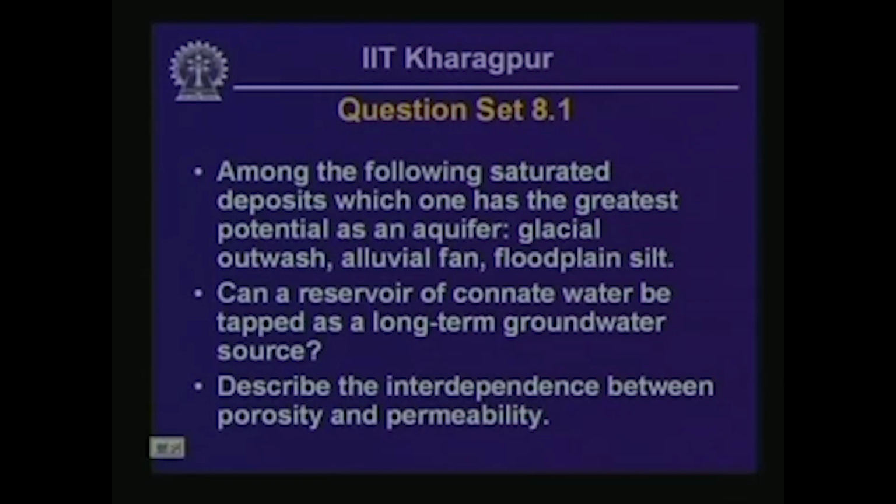The first question that I gave you last time around was, among the following saturated deposits, which one has the greatest potential as an aquifer? The three deposits are glacial outwash, alluvial fan and floodplain silt. Now if you recall from our previous lesson, what I said was that in order for the geologic unit to qualify as an aquifer, we need to have a fairly coarse grain size structure of the geologic unit.